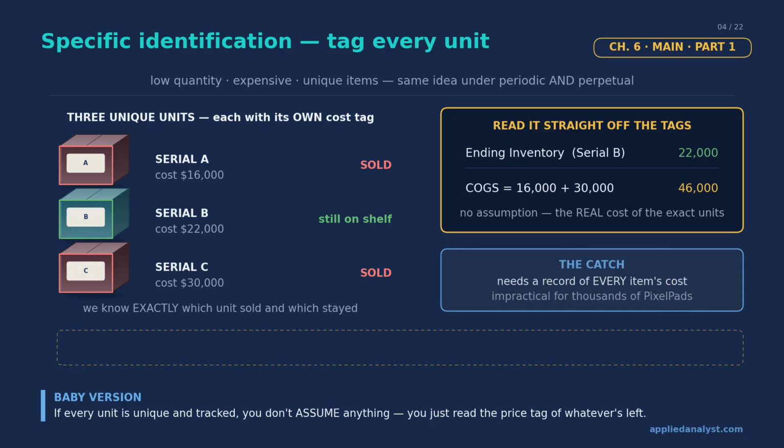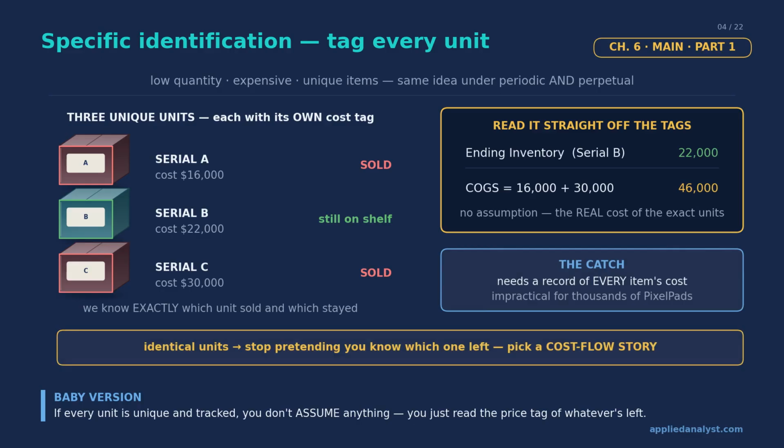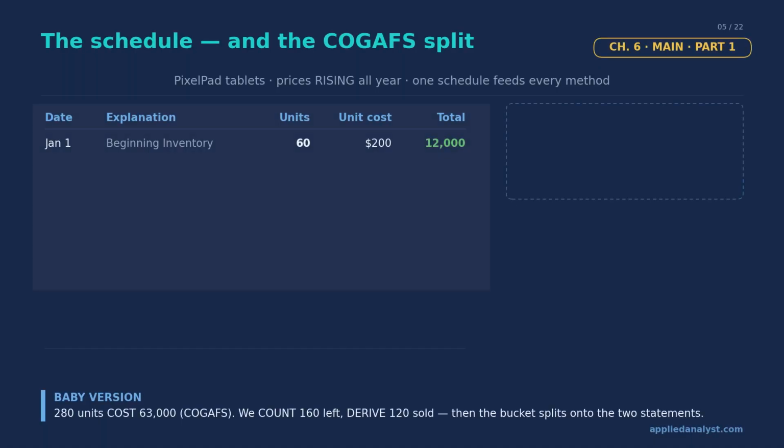So the moment units are identical, we stop pretending we know which one left, and we pick a cost flow story instead. And to pick one, we need the numbers we'll write all night. So let me hand you the one data set that feeds every method from here on out. Here it is, PixelPad's whole year on one schedule, the data set I promised you. And remember the hook, prices are rising all year, so watch that unit cost column march upward.